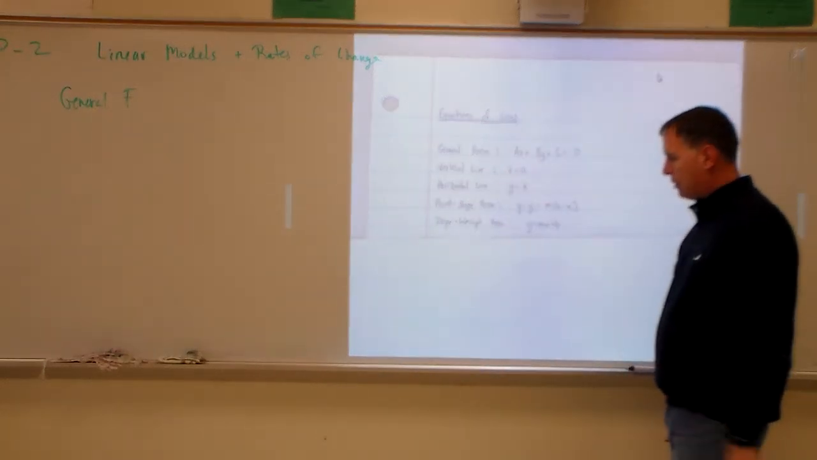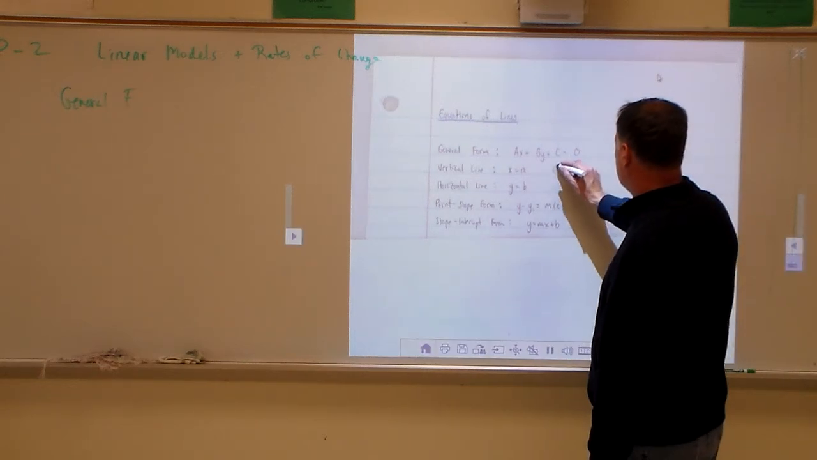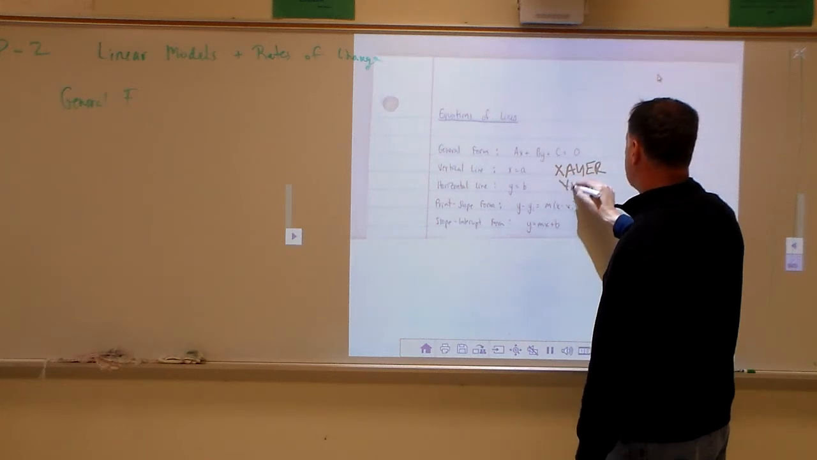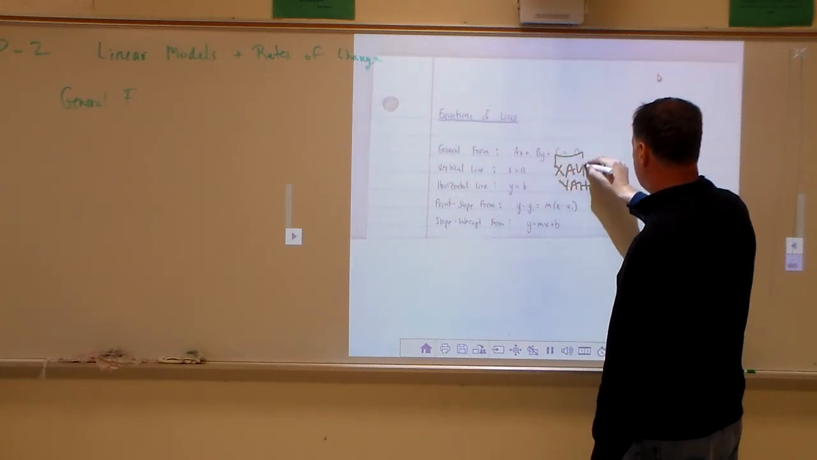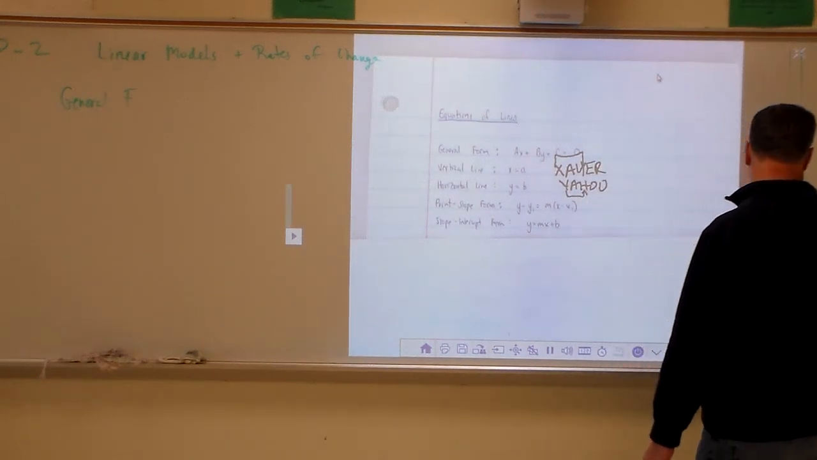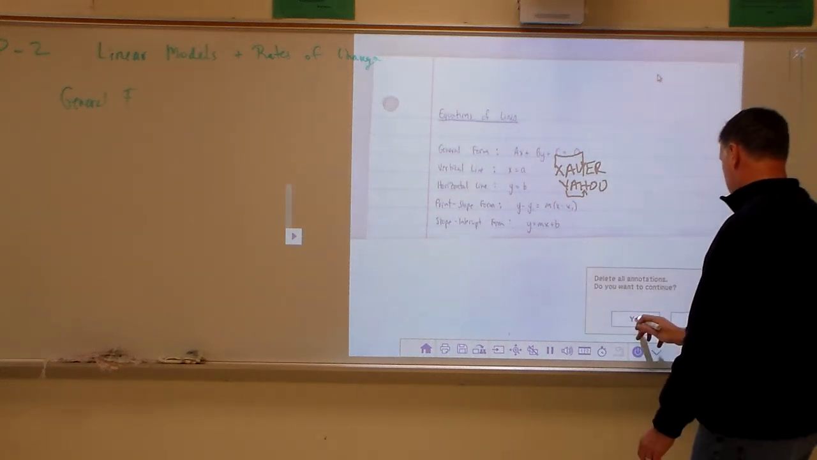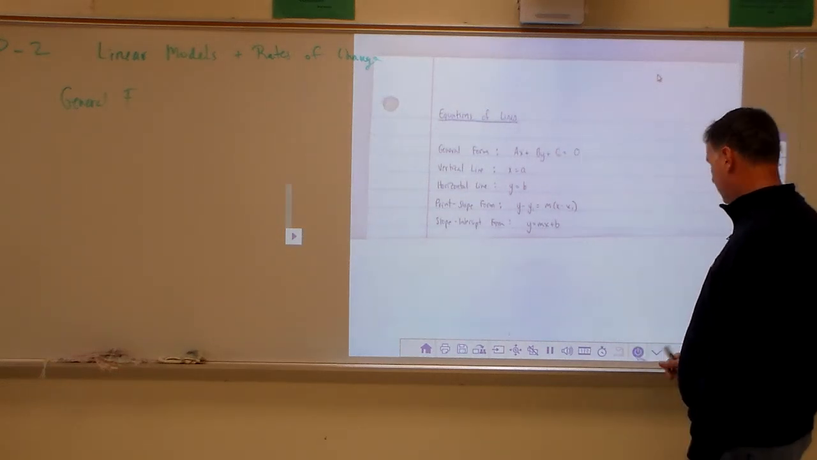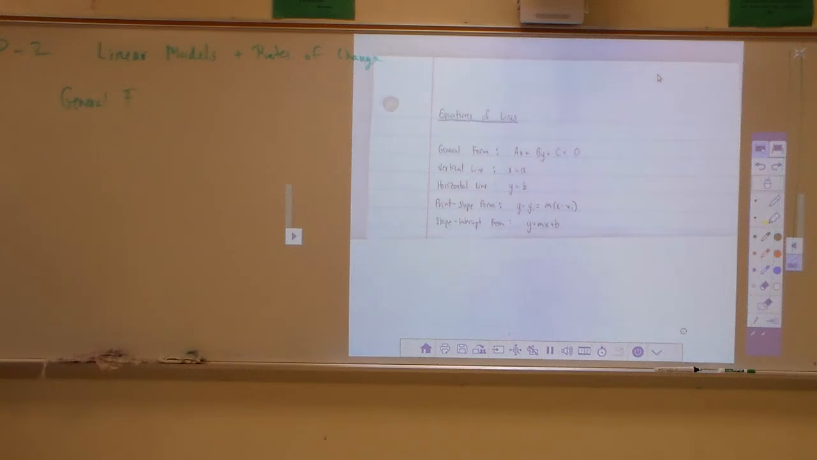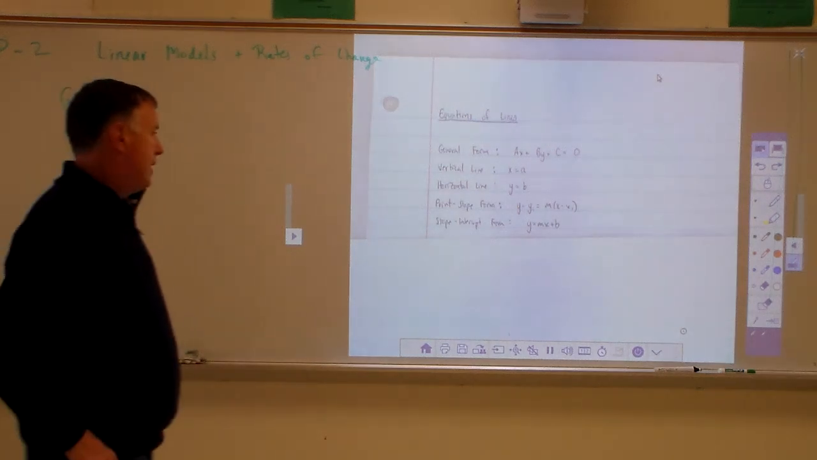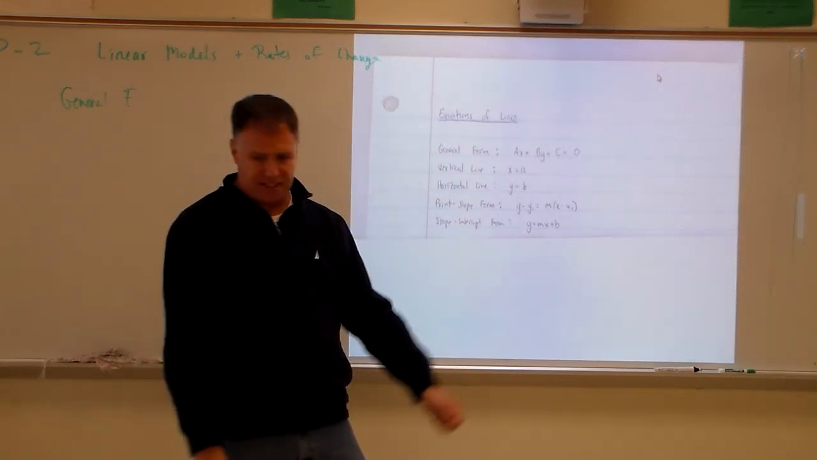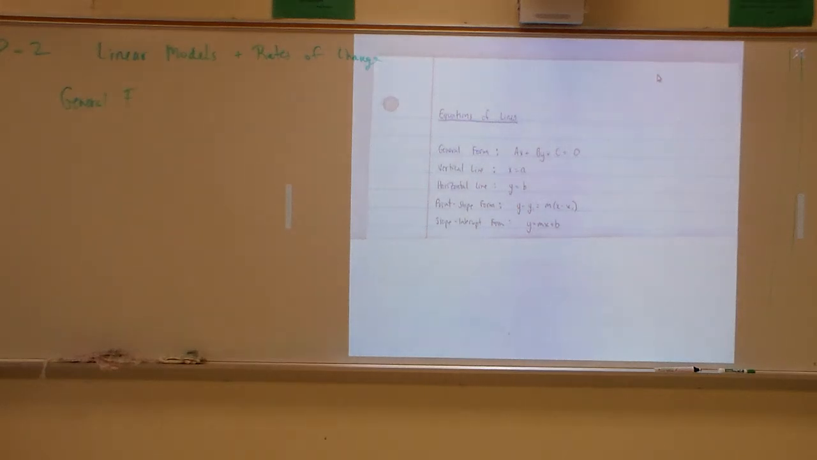Vertical line, x equals a. Remember the terms Xavier and Yahoo. They can help you remember. If it's x equals, it's a vertical line, and if it's y equals, it's a horizontal line. Those of you that I had in Algebra 1, Semester 2, you are freshmen. Xavier and Yahoo. Point slope form we talked about, slope intercept form we talked about. Let's continue.